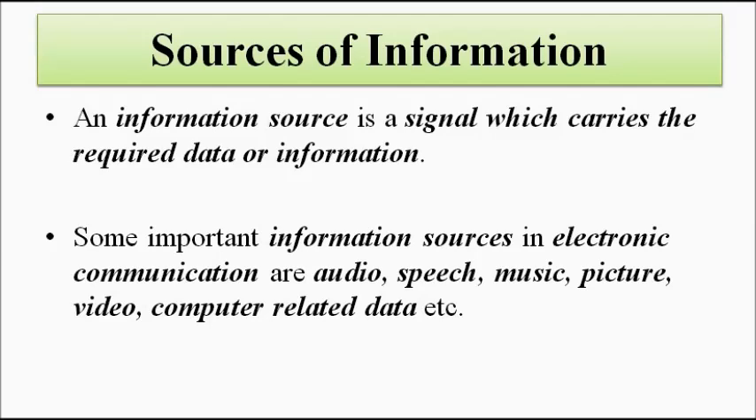So when we say information from the point of view of electronic communication, we are basically talking about a signal which is carrying the data in one of its signal characteristics, be it amplitude, frequency, or phase. Some important information sources in an electronic communication system can be in the form of audio, just speech or voice signal. It can be picture, music, video, or any other computer related data.